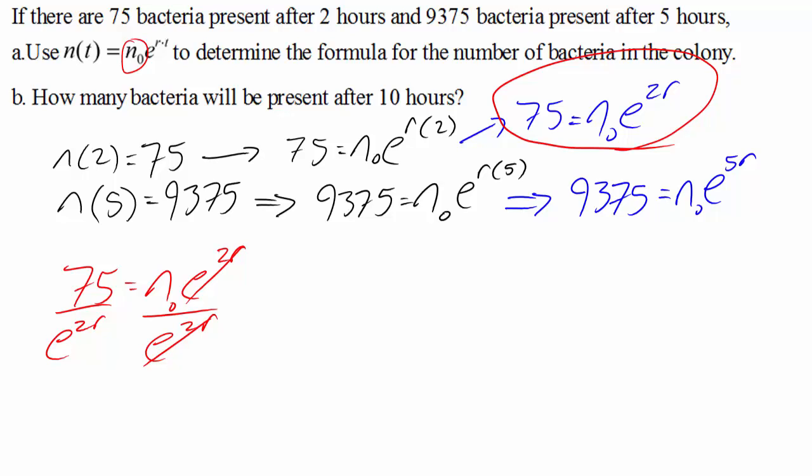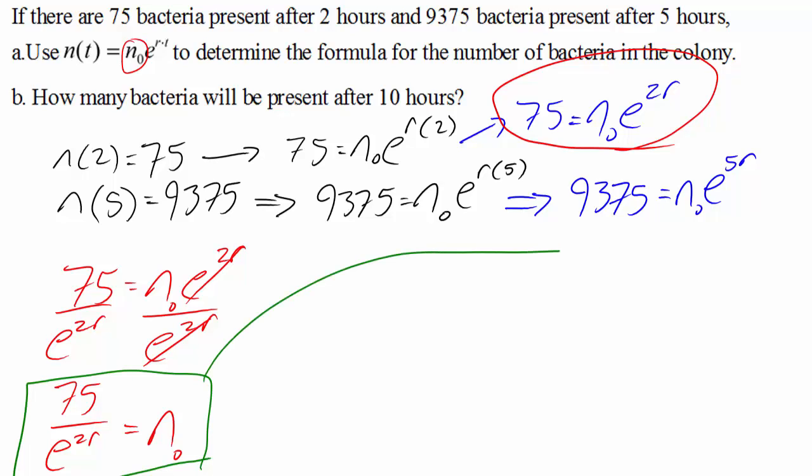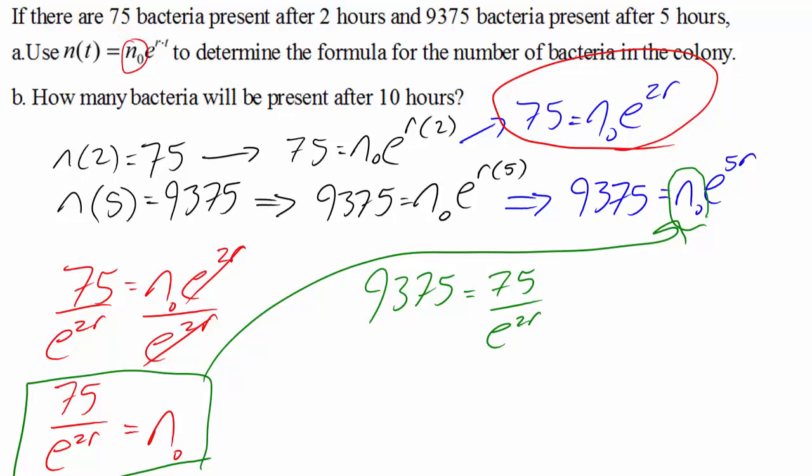And so I have this kind of ugly expression, 75 over e to the 2r power, to equal our N sub 0. So now what I'm going to do is take that and substitute it in for the N sub 0 in our second equation. So what will happen there is we'll have 9,375 equal to 75 over e to the 2r times e to the 5r.